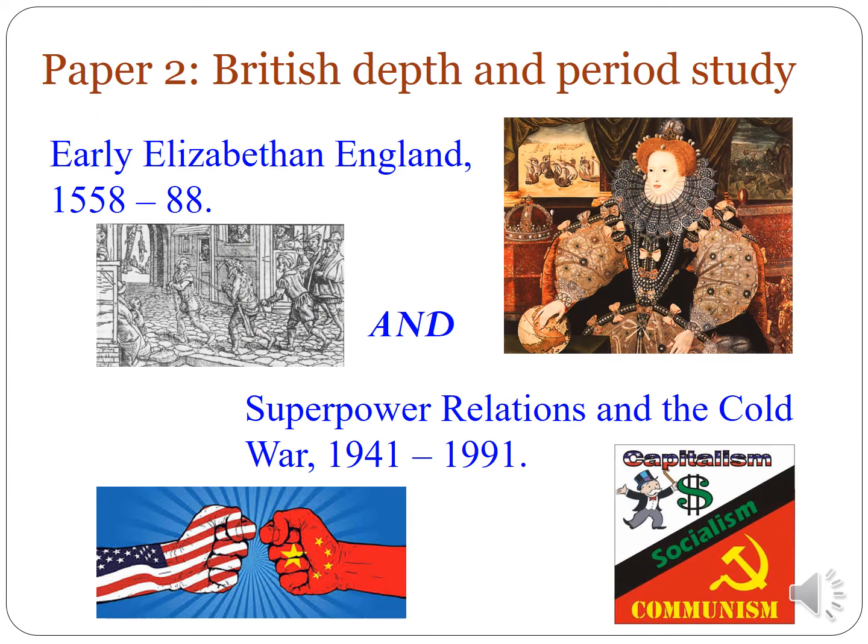Paper 2 is a depth paper and it is made up of 2 parts. The first part is about a British depth unit and we take the topic of Elizabethan England. And the other part of paper 2 is what is called an international dimension, and we will be looking at superpower relations and the Cold War, 1941 to 1991.